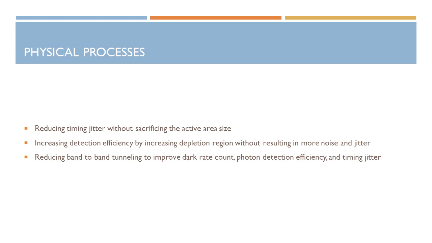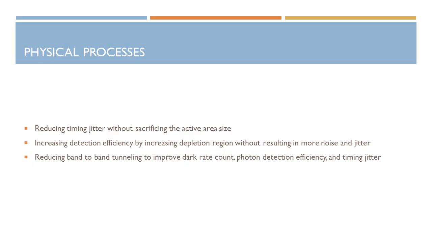In terms of physical processes that come with the diode, it is difficult to reduce timing jitter without sacrificing the size of the active area. This goes hand in hand with trying to increase photon detection efficiency. Instinctively, it is easy to assume that increasing the depletion region of the diode will allow us to increase the photon detection efficiency. But increasing the depletion region will also cause more timing jitter and noise.